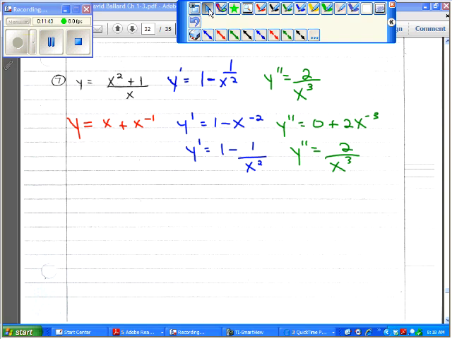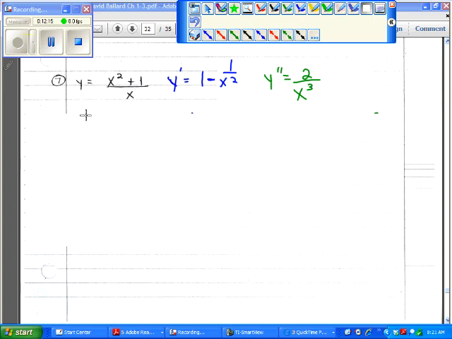So we got our function, our first derivative, second derivative. We know that there's no intercepts. There's a vertical asymptote at x equals 0. There's not a horizontal asymptote. There's a slant asymptote at y equals x. Everybody good so far? We want to find critical numbers, test points, and intervals. Good? All right.